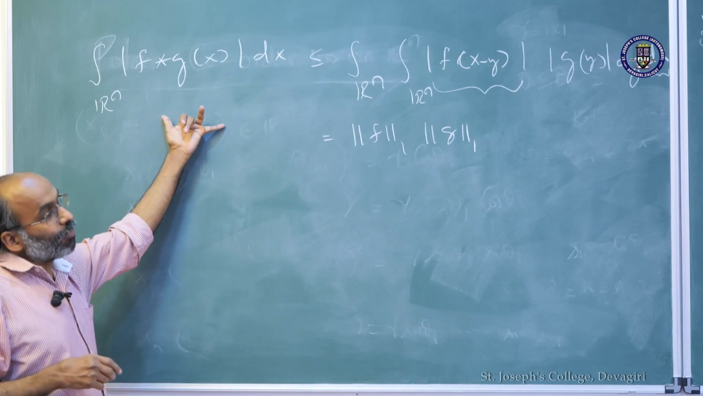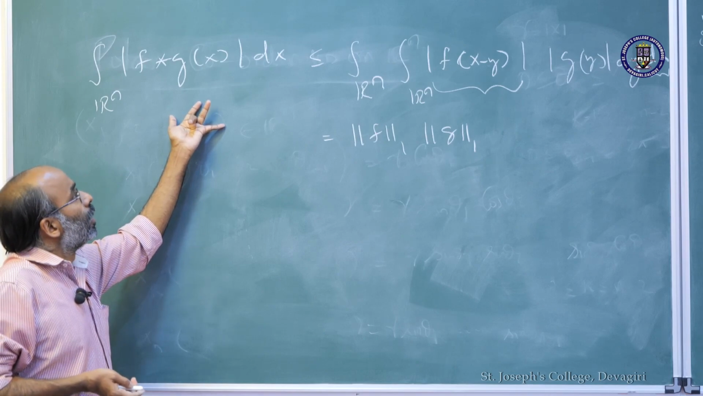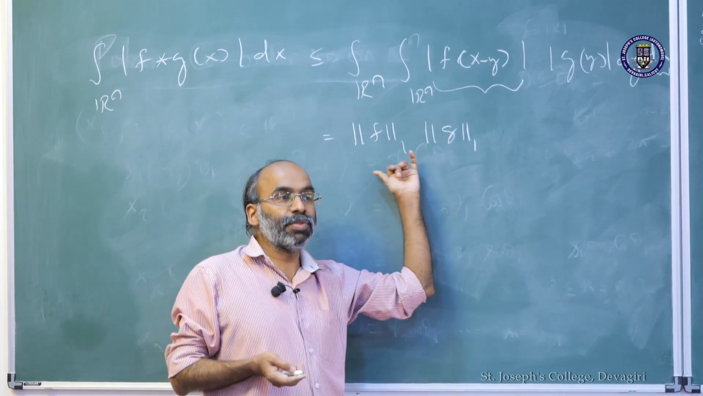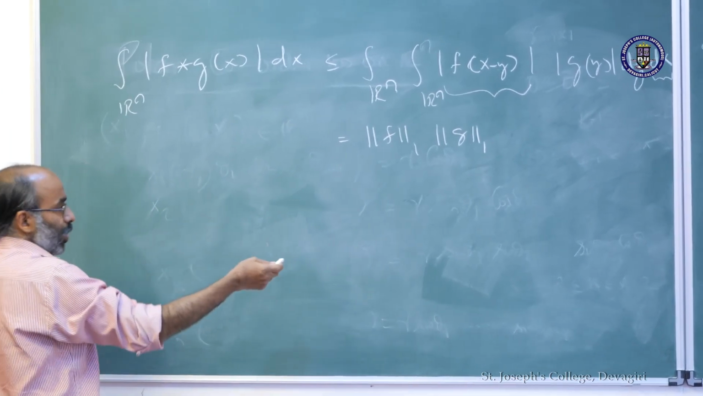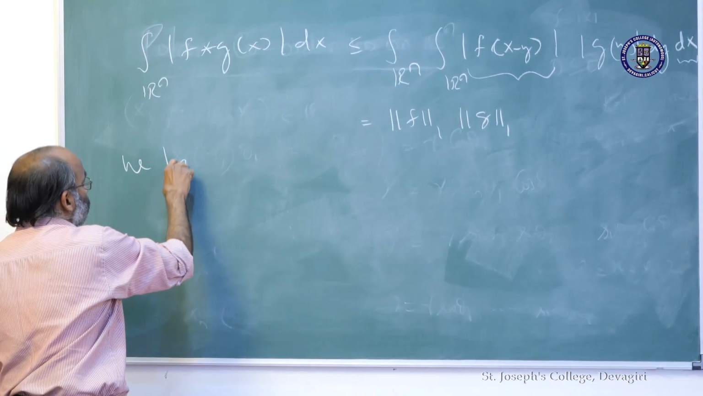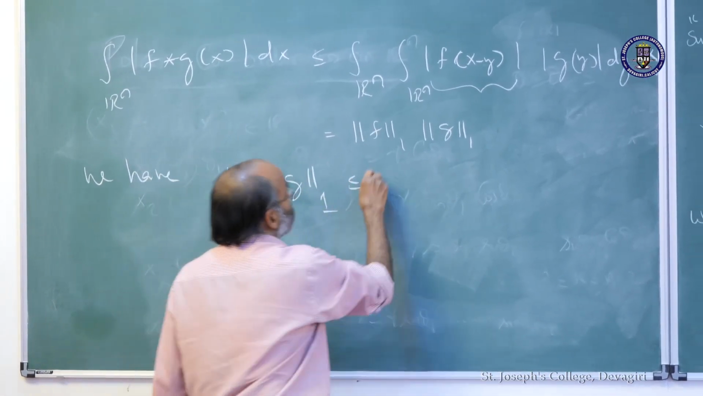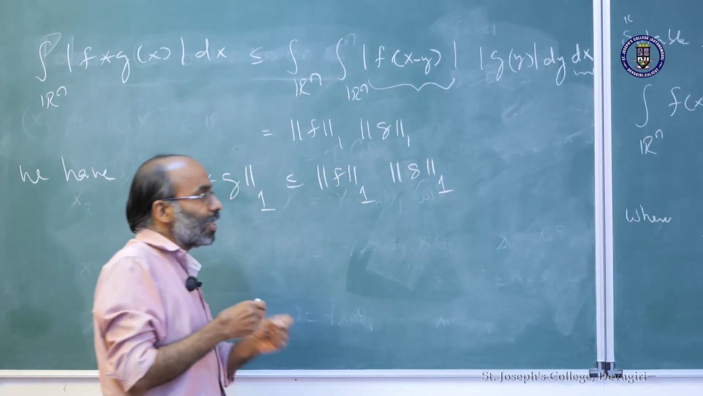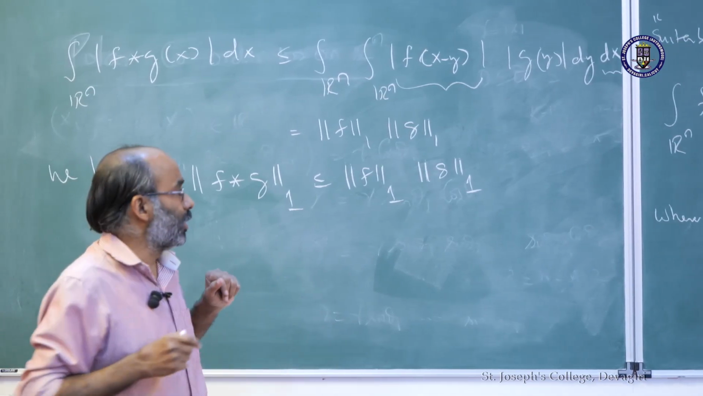which tells me that f convolved with g makes sense, right? It's finite almost everywhere, and the L1 norm of f convolved with g is less than or equal to the L1 norm of f times the L1 norm of g. So we have proved a simple inequality which will be used in most places. So we have the L1 norm of f convolved with g is less than or equal to the L1 norm of f times the L1 norm of g, right? So you can always convolve two L1 functions and you will still land in L1. That is the upshot of all that.